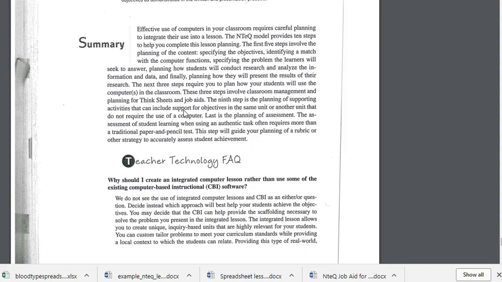The assessment of student learning when using an authentic task often requires more than just a traditional paper and pencil test. So this step will guide your planning of a rubric or other strategy to accurately assess your student achievement.